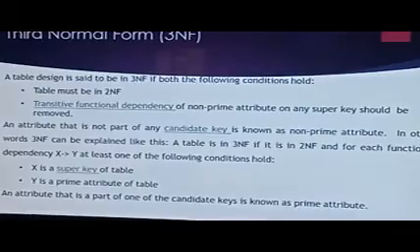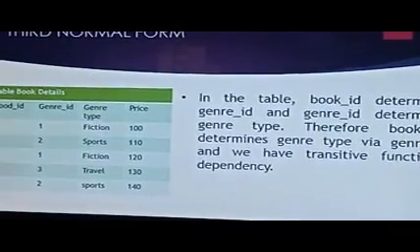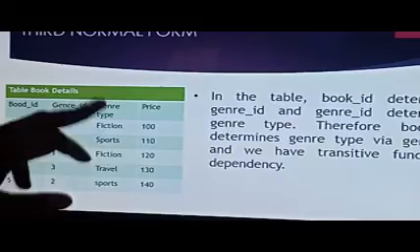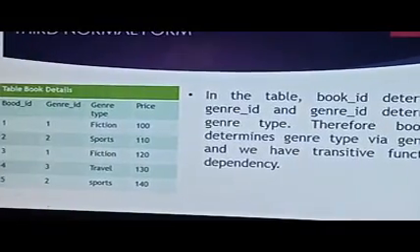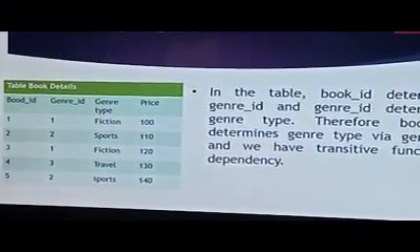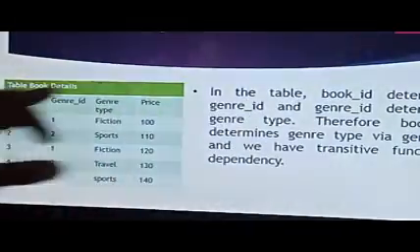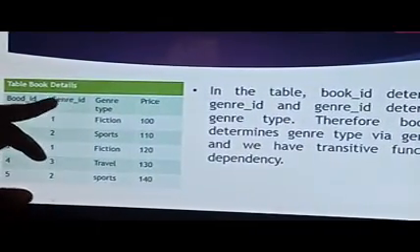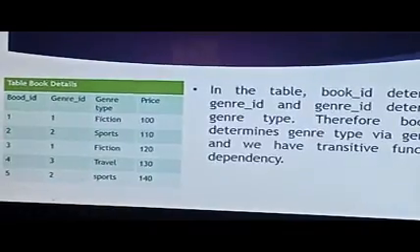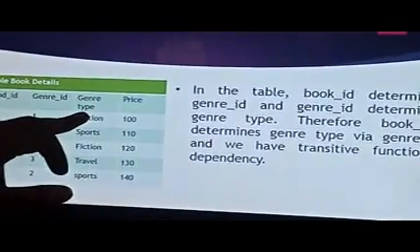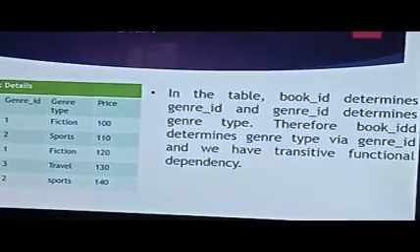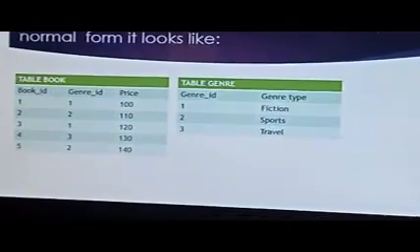This might be the example table: book ID, genre ID, genre type and price. This table is considered to be in second normal form. Here you can see that book ID determines genre ID and genre ID determines genre type. So directly the book ID can define genre type. That is called the transitive property. Based on that you can segregate the table.